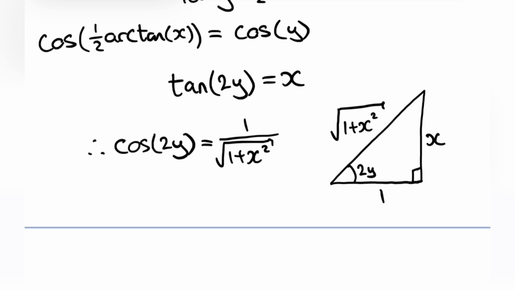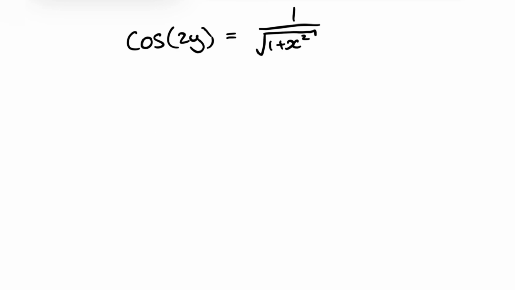So we've got cos of 2y, but we want cos of y. So what are we going to do? Well, we're going to use the double angle formula. So if you recall, cos of 2 theta, where theta is just our angle here, equals 2 cos squared of theta minus 1.